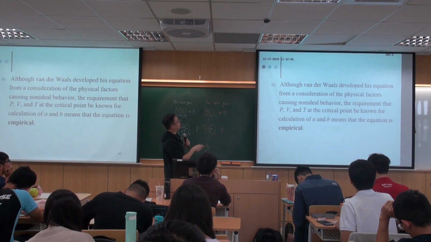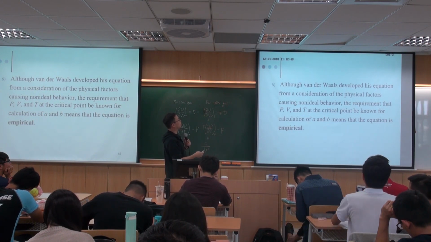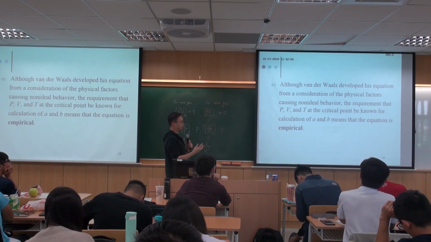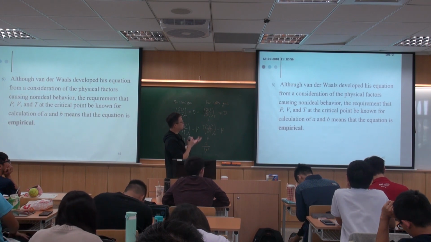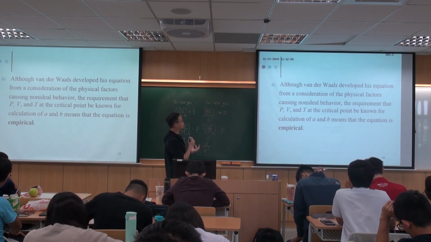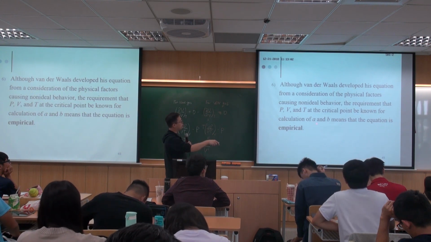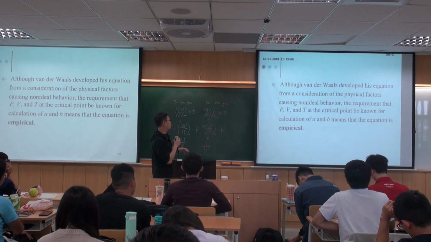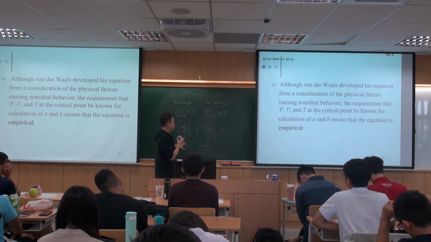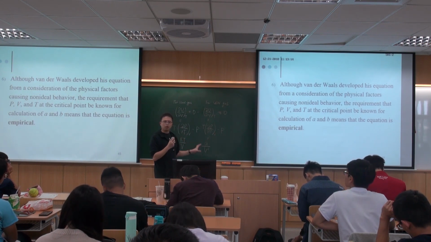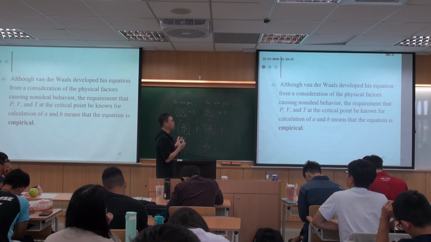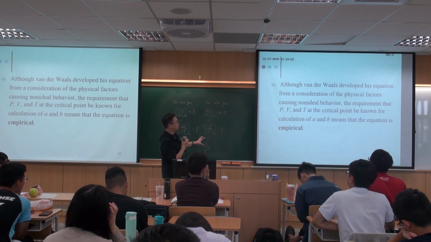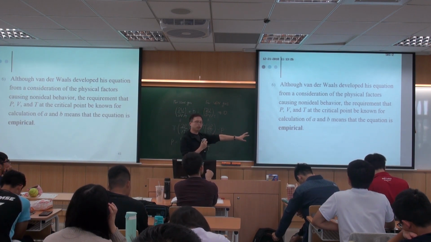But of course, although the van der Waals gas equation is established by considering different factors, for instance, volume exclusion and also the interaction among gas molecules, typically we still determine A and B by using an empirical method. If you still remember, like I mentioned earlier, we start from experiments, and then we determine P critical, T critical, and V critical. And using those numbers, we determine A and B.